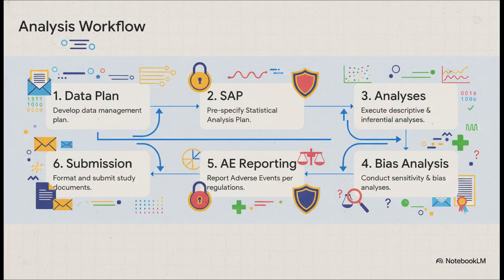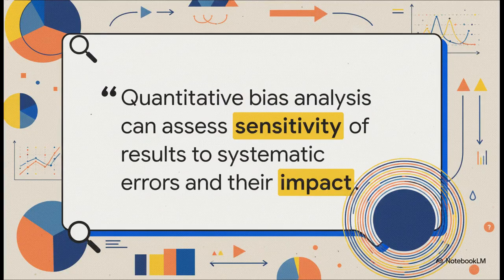And this brings us to another powerful tool that the guidance emphasizes: quantitative bias analysis. This isn't just about saying, well, bias might exist. It's about actually modeling what its impact could be. How different would my results look if there was some unmeasured confounding? It gives you critical context for interpreting your final results.